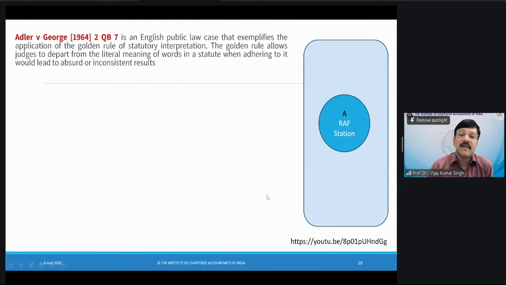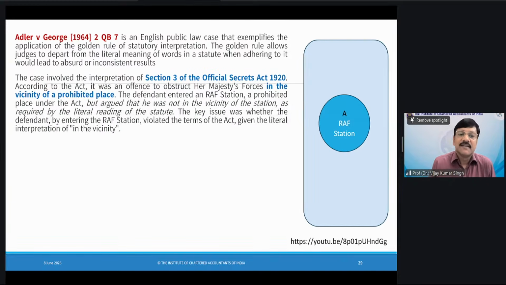Now, let us understand this by way of an example, and this example is coming from Alder versus George, 1964 Queen's Bench 7. This is an English public law case, and it exemplifies the reason for the golden rule. Here, Section 3 of the Official Secrets Act said that it was an offense to obstruct Her Majesty's forces in the vicinity of a prohibited place. So it is using the words in the vicinity of a prohibited place.